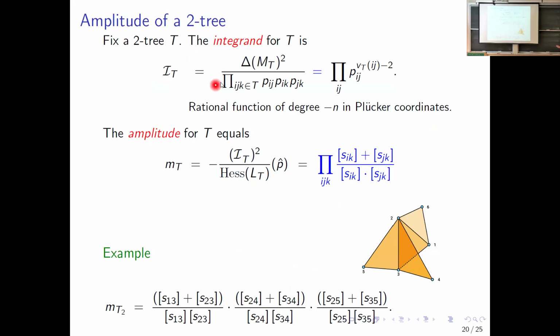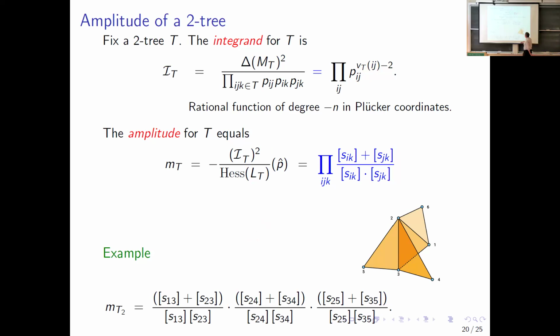So we're defining the integrand for a given 2-tree to be the square of this delta divided by the product over all Pij, Pik, Pjk over all triangles. And then that's this expression with the same thing minus 2. So it's a rational function of degree n minus 1 in Plücker coordinates.